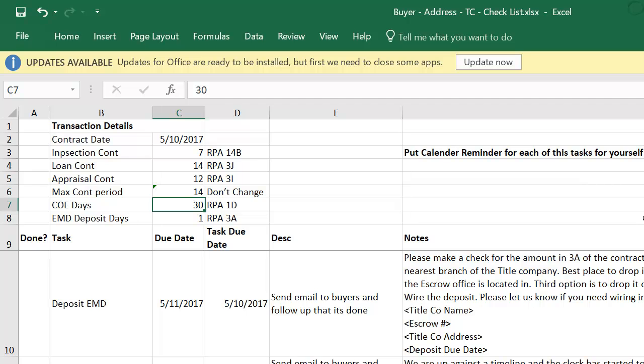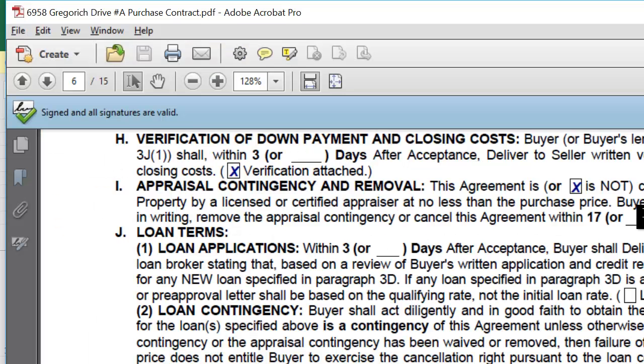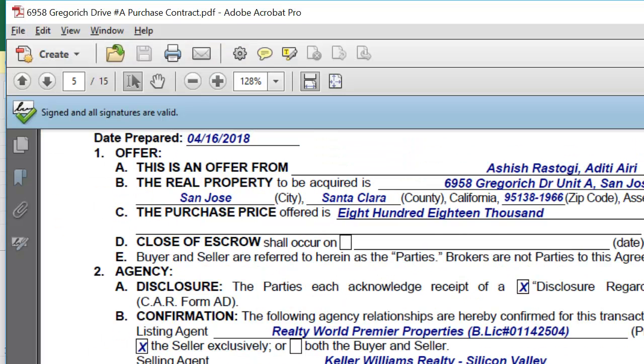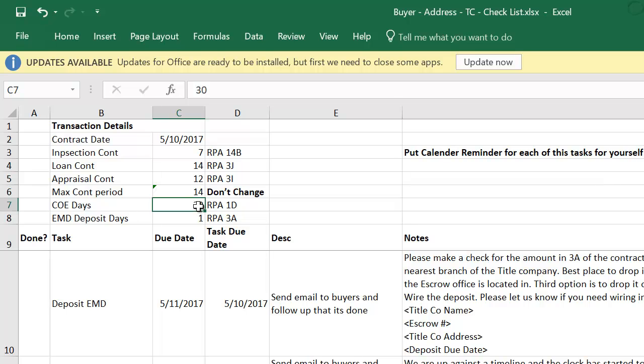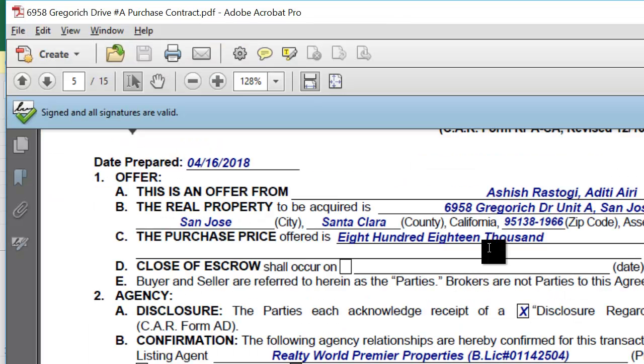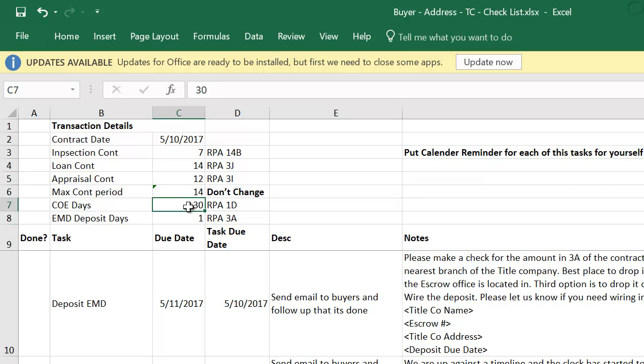And then close of escrow period. This you don't change. Close of escrow period is something that we find from the RPA section 1D. How many days is the close of escrow period can be found right here, in section 1D. This is the beginning of the contract. So here it is 30, so we can go back and put 30 here. Now sometimes, very rarely, there may not be a number of days, rather there will be a date here. I'll have to figure out how to do that. I'm not prepared for it.